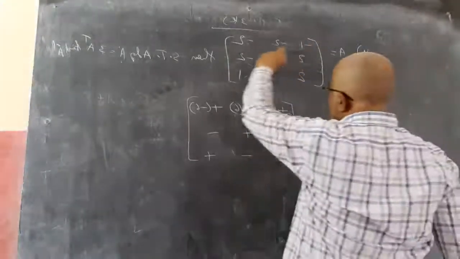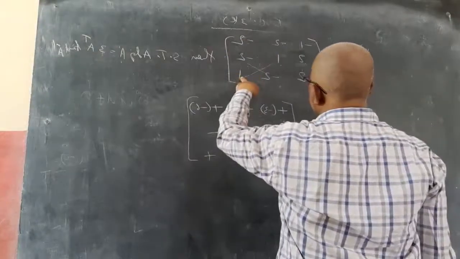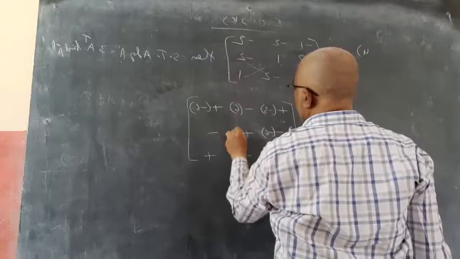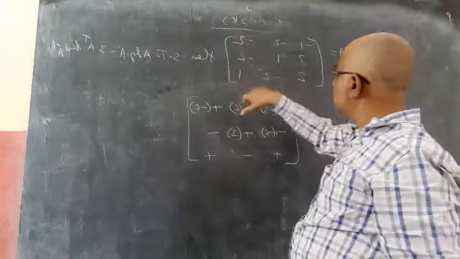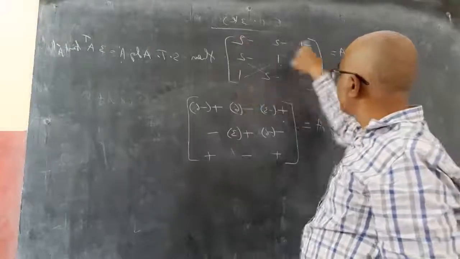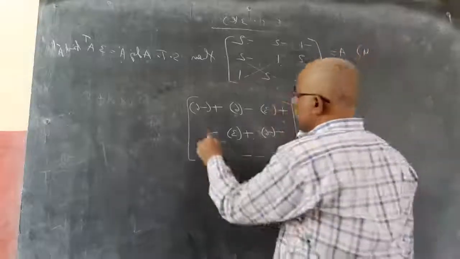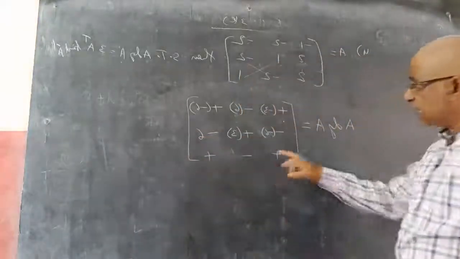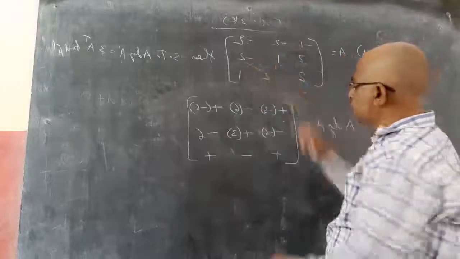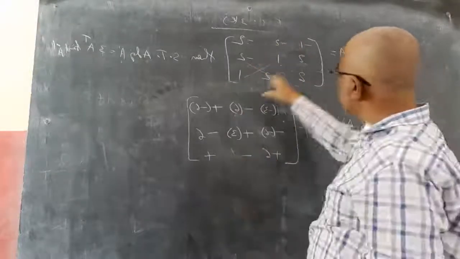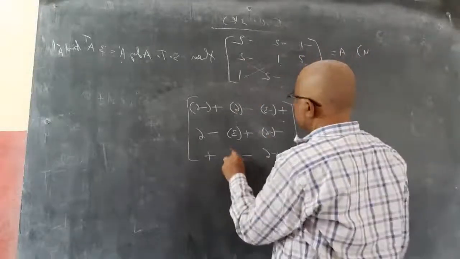And to get this element, close this row, this column. Minus 1, minus 1, minus into minus plus 4. So plus 3. Next, to get this element, close this row, this column. So minus 2 minus plus 2, minus 2 minus plus 4. 2 plus 4 is 6. Again to get this element, close this row, this column. Same, 4 plus 2, 6. To get this element, close this row, this column. Plus 2, plus 4, plus 6 again.